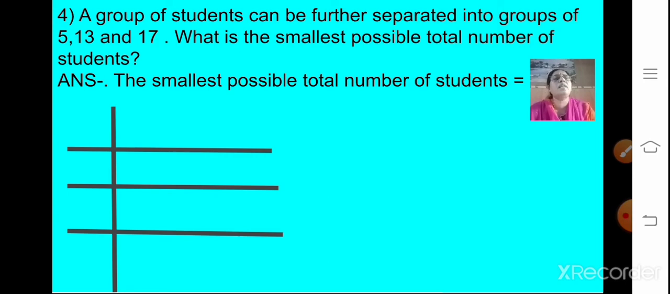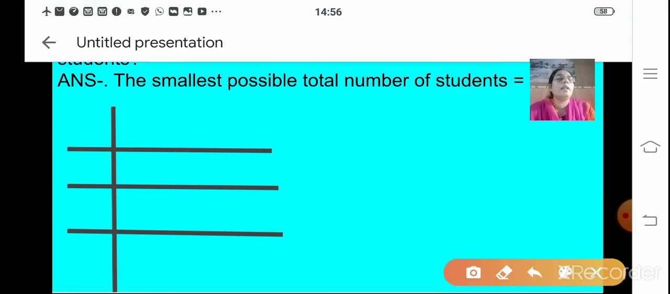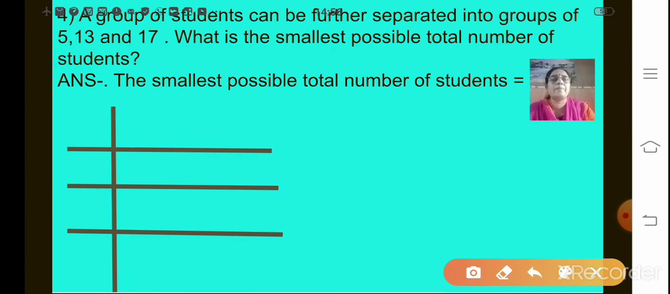Now what is the smallest possible total number of students? Here it is given that a group of students can be separated into groups of 5, so 5, 10, 15 that way, and 13, that is 13, 26, then 39 the same way. So they are separated into groups of 5, 13 and 17, and you have to find the smallest possible total number of students.